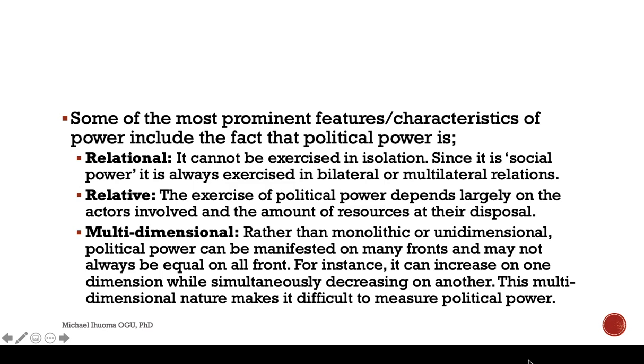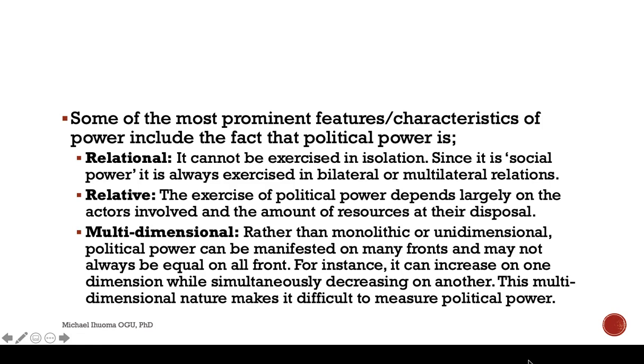All right, power is also relative. Okay, power is relative, and that's because the amount of power that you exercise when you are relating with actor A might be different from the kind of power you exercise when you're relating with actor B. So depending on the significance, depending on the magnitude, the capacity of the actors that are involved, power is exercised with caution. Political power is exercised with caution.